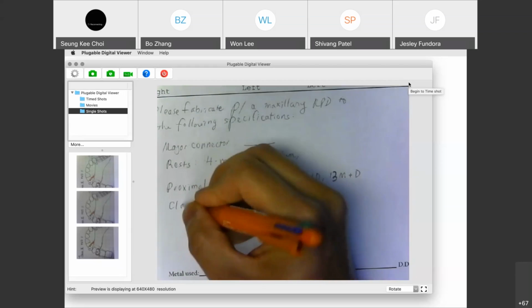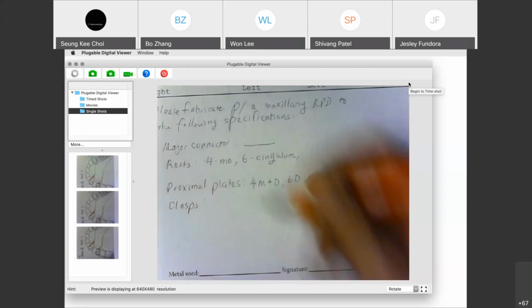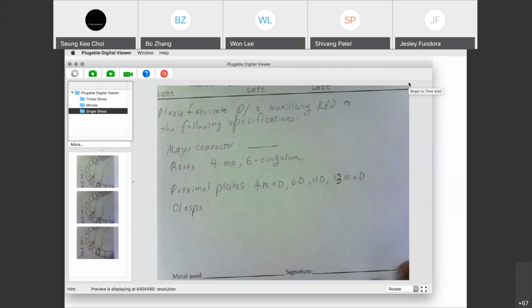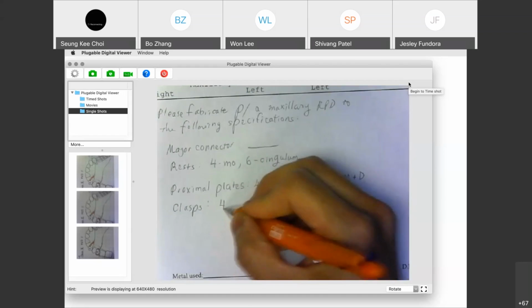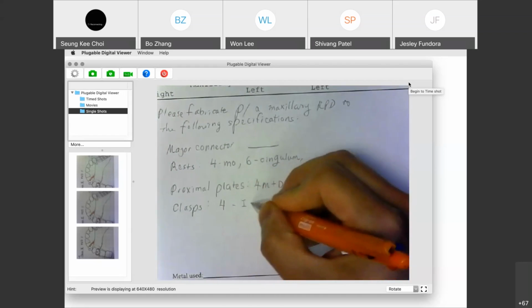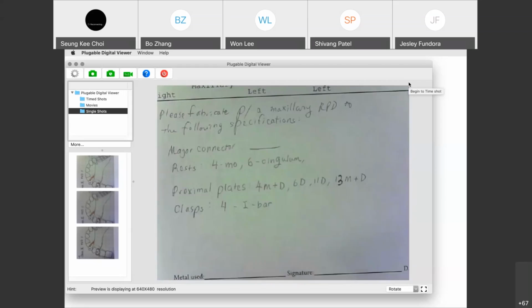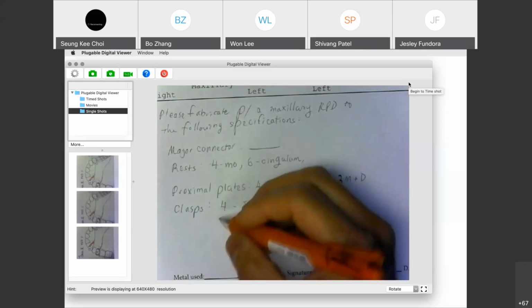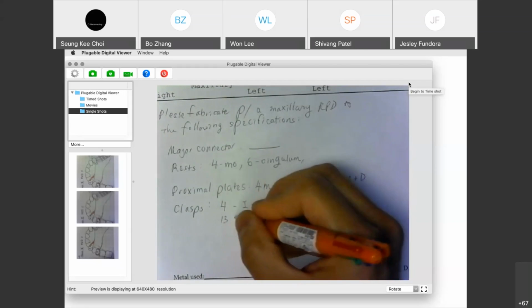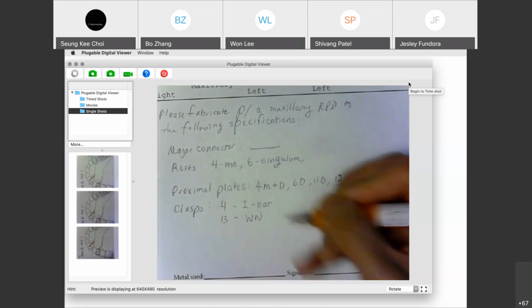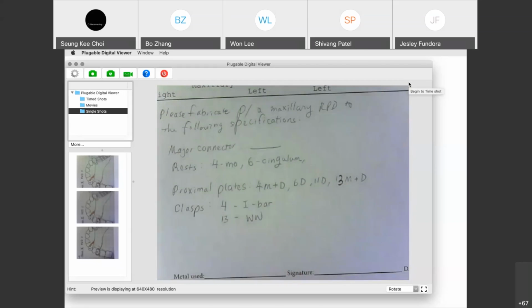Clasps. Okay. On 4, I bar. Am I done here? I'm just going to write 13 wire. Am I done if I write like this?